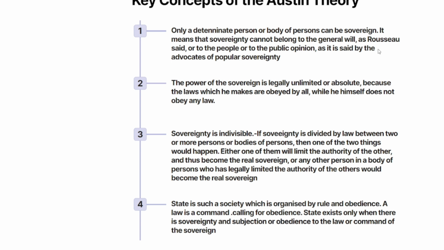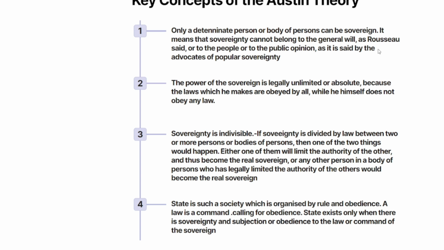Second one, the power of the sovereign is legally unlimited or absolute, because the laws which he makes are obeyed by all, while he himself does not obey any law. Hence, there can be no limit to his power. He makes his own limits. Legally speaking, the sovereign is almighty by law.